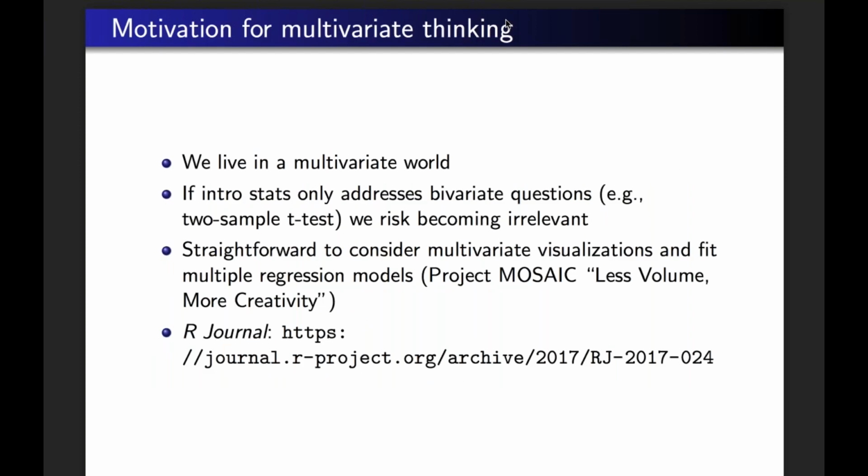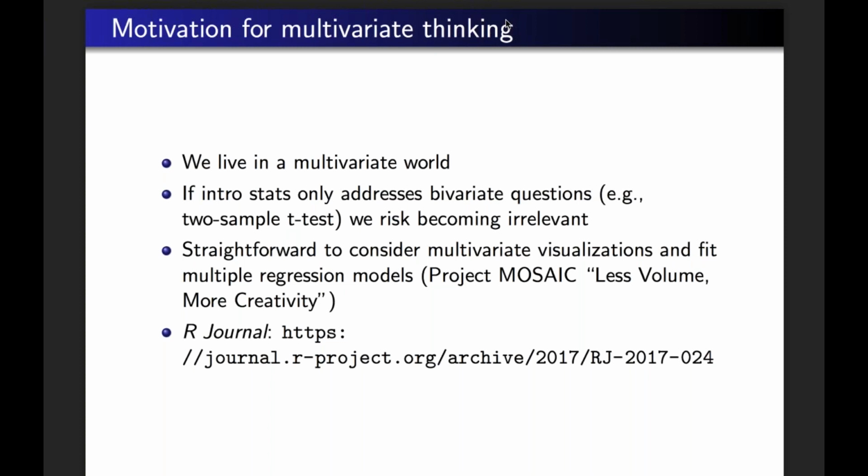So what's the motivation for multivariate thinking? Again, I am very concerned. We live in a multivariate world that is full of observational data. My biggest concern is that if intro stats only addresses bivariate questions, like a two-sample t-test of a randomized trial that's fully adherent and has no dropout, we risk becoming irrelevant. Students leave the course thinking there could be other factors, and that leaves them paralyzed in other ways.